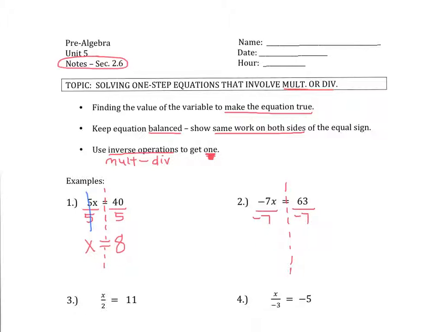What good does that do me? On this side, I can cancel. Because negative 7 divided by negative 7 is 1. Now I have 1 multiplied by x, which is just plain old x. On the other side, I have 63 divided by negative 7, which is negative 9. Alright, let's try some different ones here.